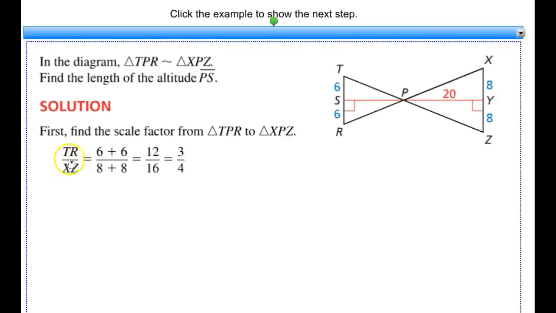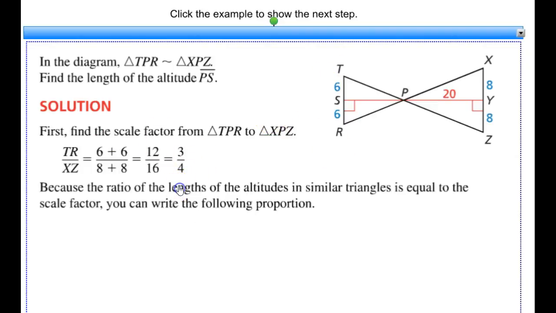So I've got TR over XZ, so I know that these are the numbers that I was given, so I know that my scale factor is 3/4. So I can use this to write my proportion. I know that PS over PY, my altitude over my altitude, is the same thing as my little triangle over my big triangle. Little triangle, big triangle, little triangle, big triangle. And it's really important when we're writing these proportions to keep the similar things together.